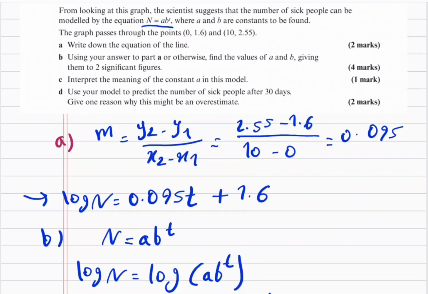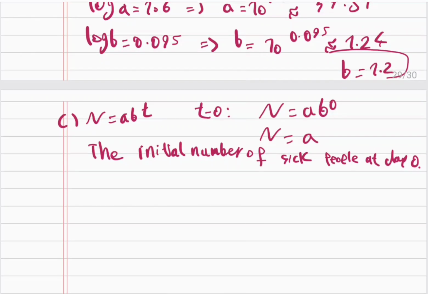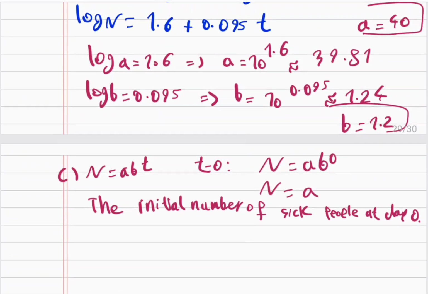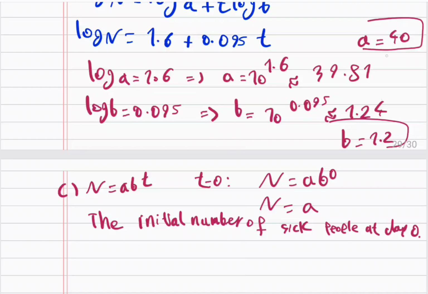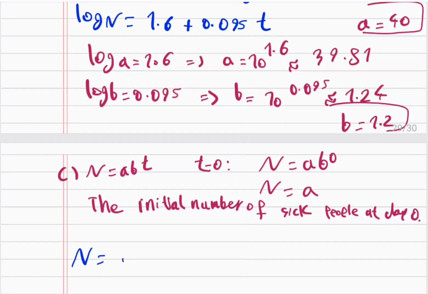In part D, use your model to predict the number of sick people after 30 days and then give one reason why this might be an overestimate. Okay, so for prediction, all we need to do is just substitute 30 into this equation, and remember that we have already found a and b. Because we found that b is 1.2 and a is equal to 40, so we have n is equal to 40 times 1.2.